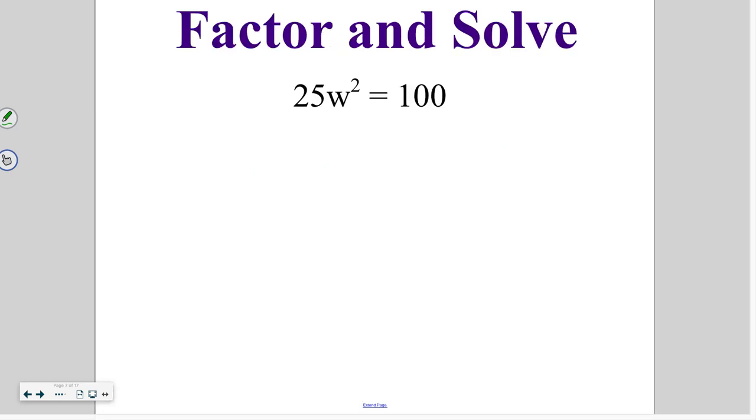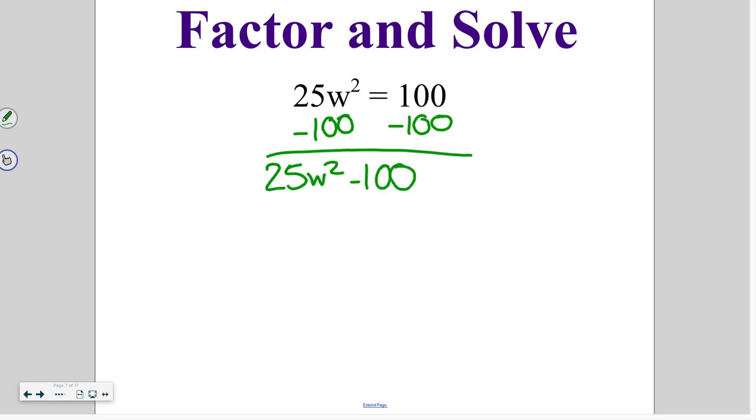We can also go through and solve these problems. Remembering when we are solving quadratics, we want to have it equal to 0. So I'm going to subtract 100 from both sides, and I get 25w squared minus 100 is equal to 0.